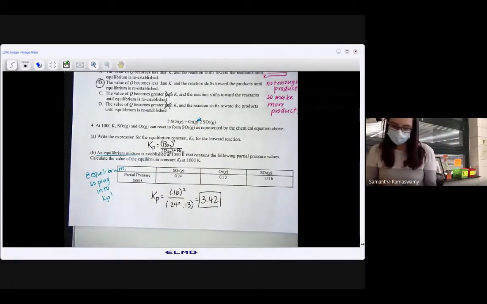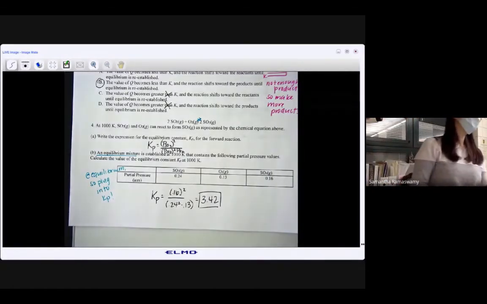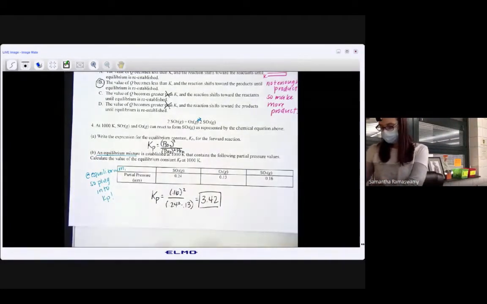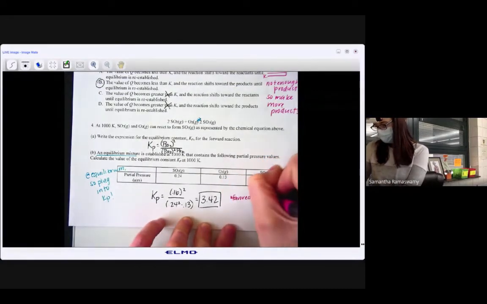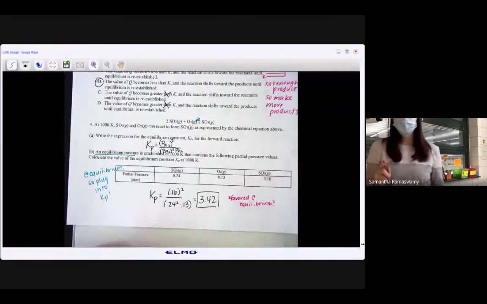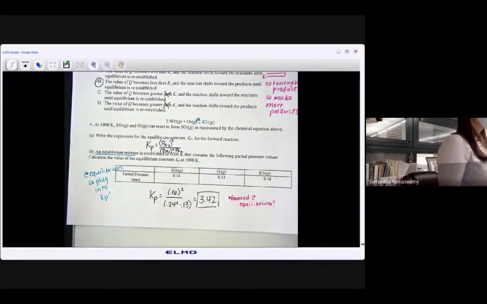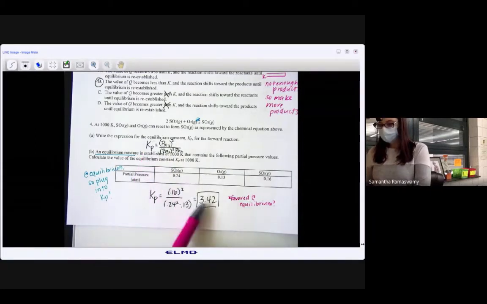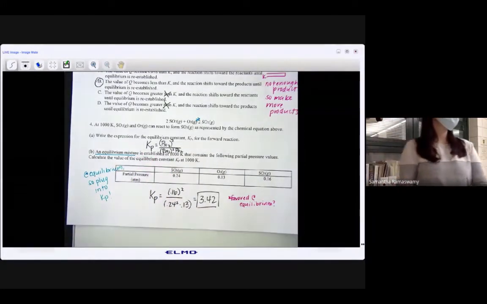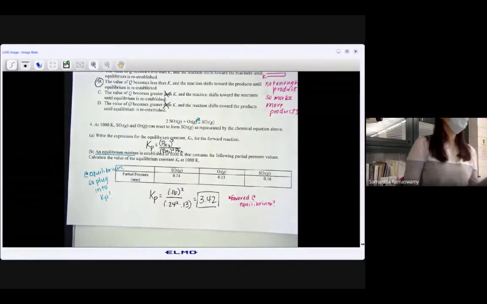Now, another question you might see is what would be favored at equilibrium? Can you answer that? What is favored at equilibrium is always based on K. You're comparing K to 1. This is slightly bigger than 1, so what should be favored? Products. Because here's your K expression. If this is greater than 1, that means your value on the top must be a little bit bigger. So products would be favored at equilibrium.